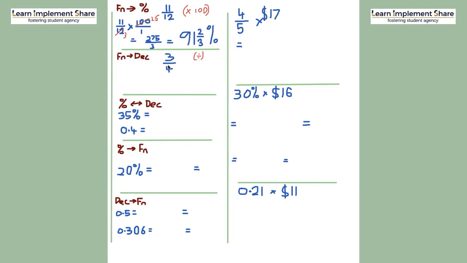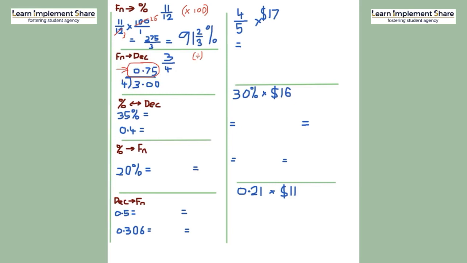When converting from fractions to decimals, we simply divide, because this fraction line is also a division symbol. So this really means 3 divided by 4. So when we divide 4 into 3 and work with the decimals appropriately, we end up with 0.75.